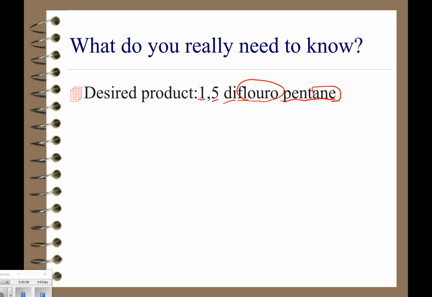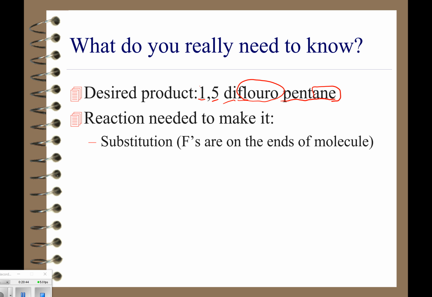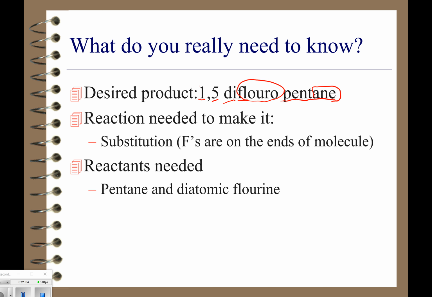How do we get halogens onto a hydrocarbon? Well, we're going to have to use substitution. So we're going to remove hydrogens off of the ends of the molecule, not in the middle, but on the ends. That's why we have 1,5. We wouldn't see them in the middle. They're only going to be on the ends. In order to do this, we're going to need fluorine, which is diatomic, and we're going to need pentane. And we'll simply remove hydrogens off of our pentane and add on 2 atoms of fluorine.